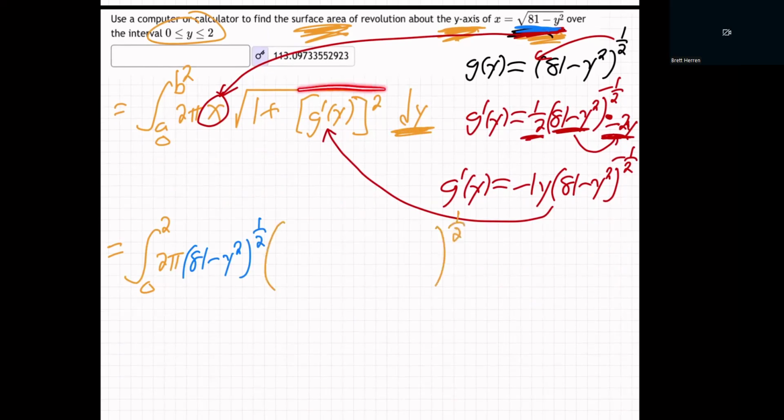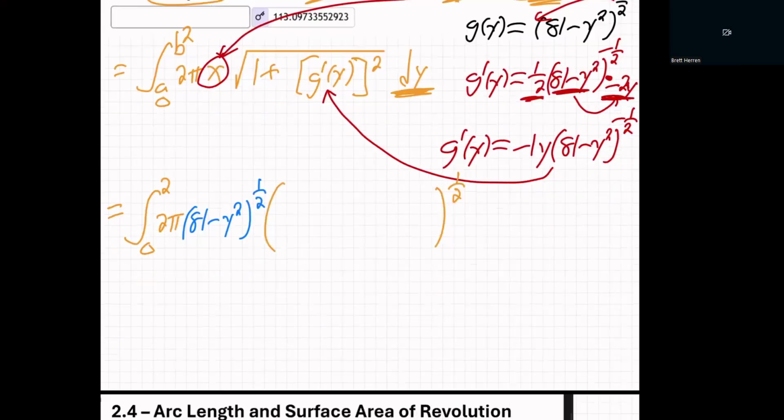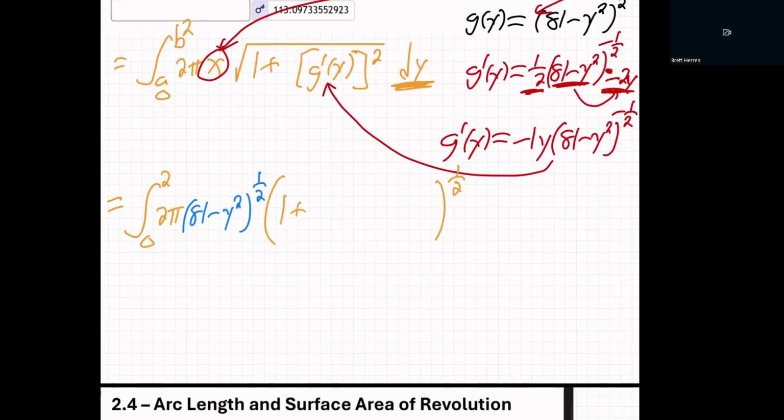Again, this root here is a half power. And it's going to be 1 plus g prime of y squared. So all of this squared. Well, we don't need that negative because it's going to be squared, so who cares? In fact, let me make a bracket just so it's easier to see. You can put in negative y if you want to. There's nothing wrong with it. It's just not going to do anything. To the minus a half, but that's squared, right?